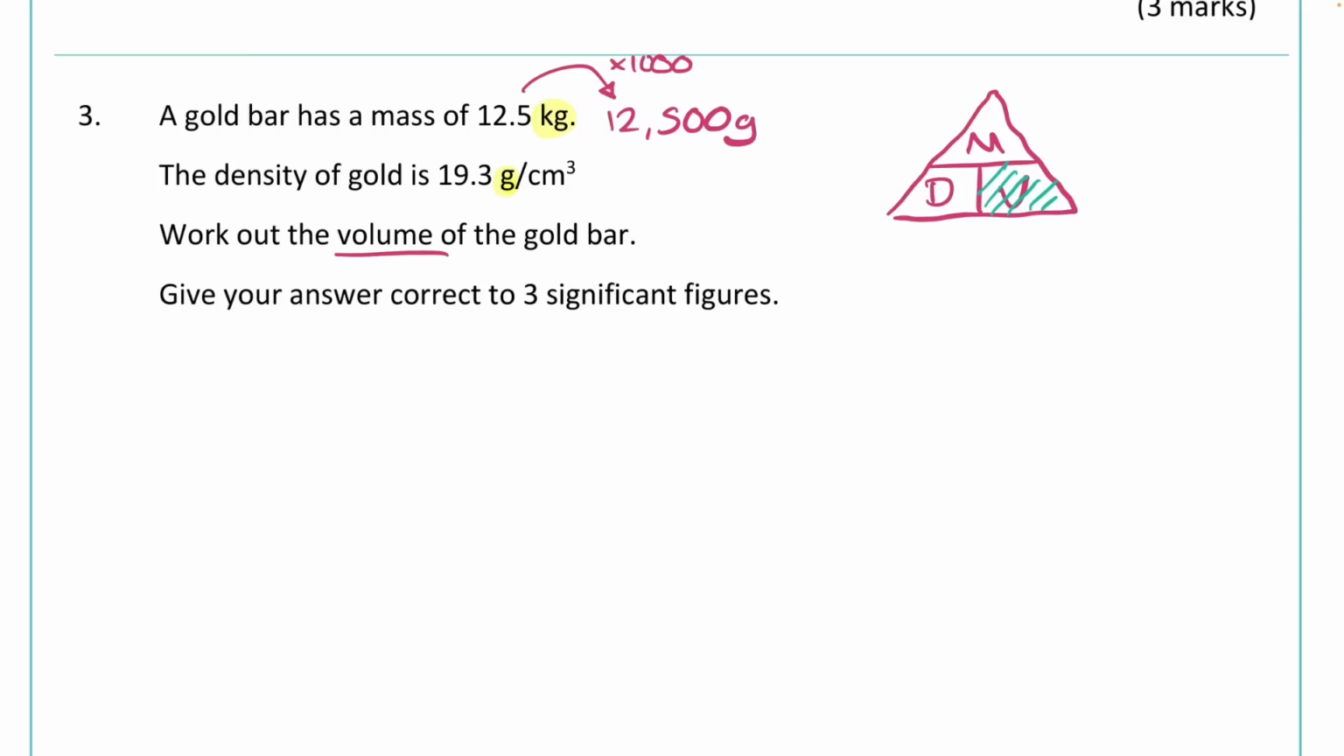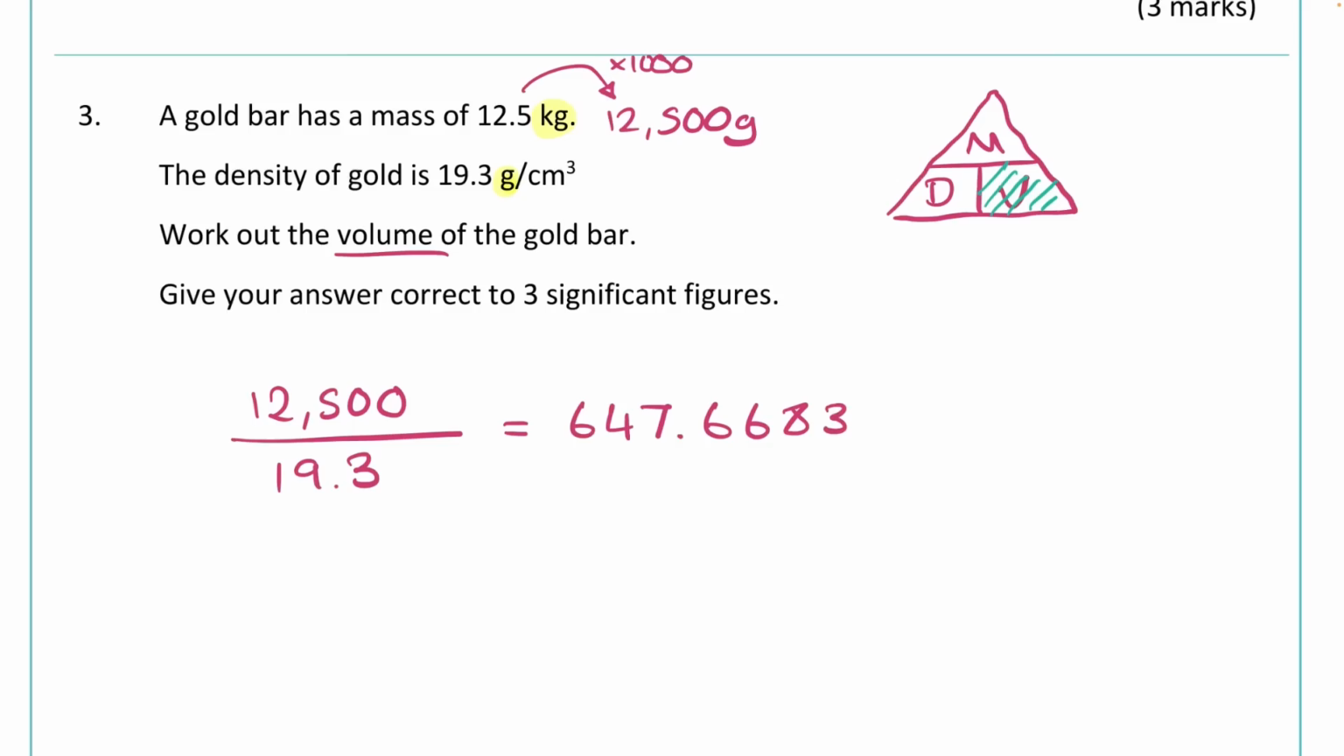So it's mass divided by density. So 12,500 grams, which now matches our 19.3 grams per centimetre cubed. We'll type that into our calculator. So divide by 19.3. And that gives us 647.66839338. Now this question here says to round my answer to 3 significant figures.